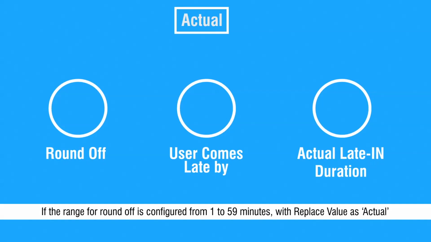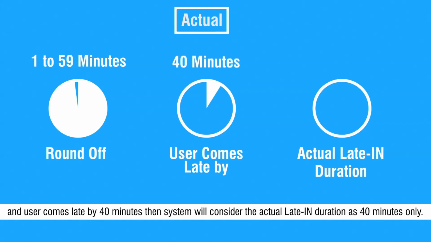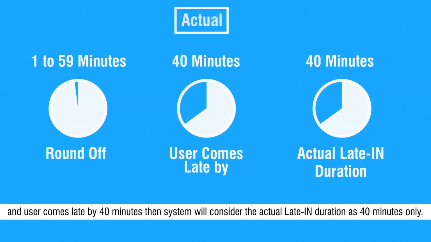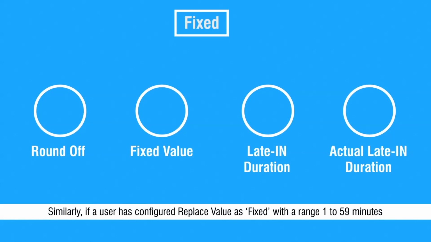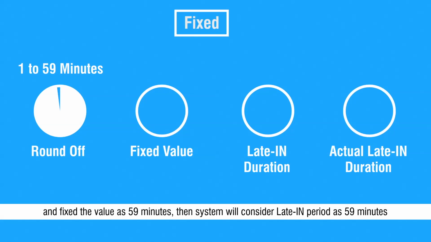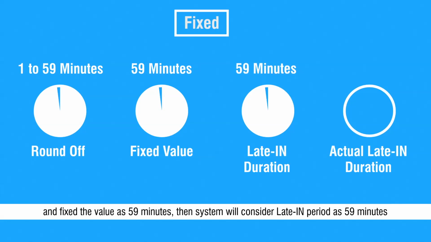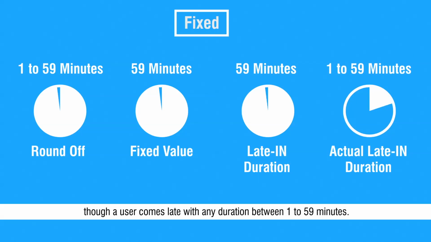If the range for round off is configured from 1 to 59 minutes with replace value as actual and user comes late by 40 minutes, then system will consider the actual LateIN duration as 40 minutes only. Similarly, if a user has configured replace value as fixed with a range 1 to 59 minutes and fixed the value as 59 minutes, then system will consider LateIN period as 59 minutes though a user comes late with any duration between 1 to 59 minutes.